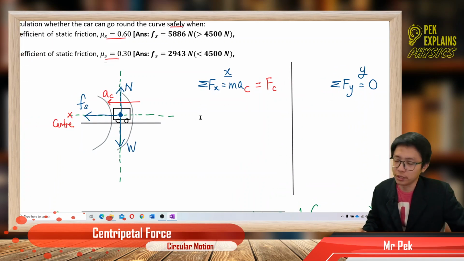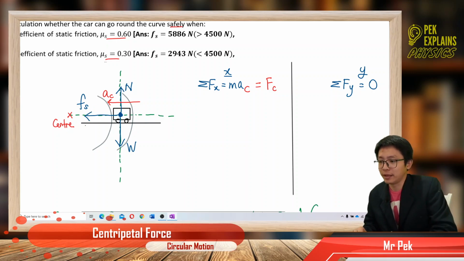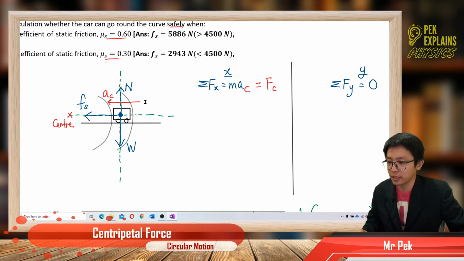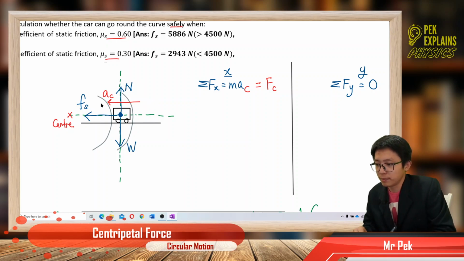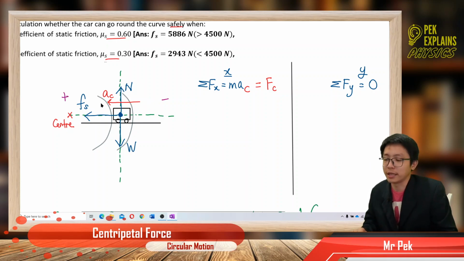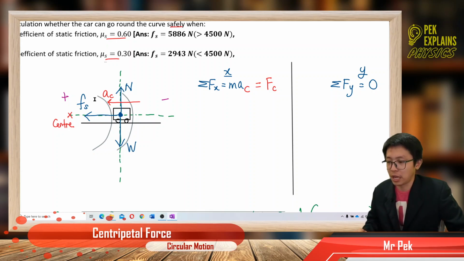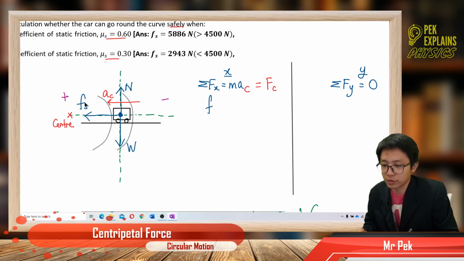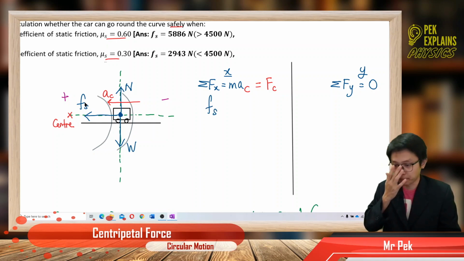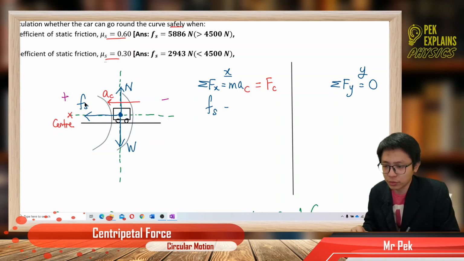Now let's build equations based on x and y components. In the x component, what force do we have? We only have the static friction. And what is the sign? If it follows acceleration it is positive, if opposite acceleration it is negative. So our friction is positive, because it is in the same direction as acceleration. So static friction is positive, equal to mac.